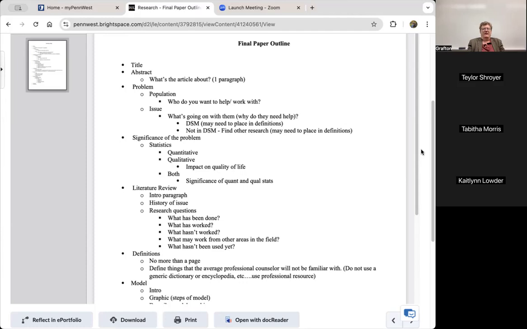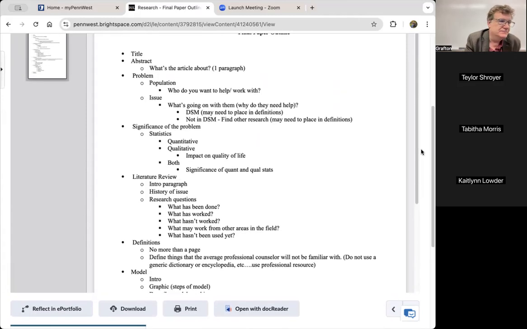Hey, I actually have a question about that. What are the main differences, like what would need to be changed for this paper to be published?